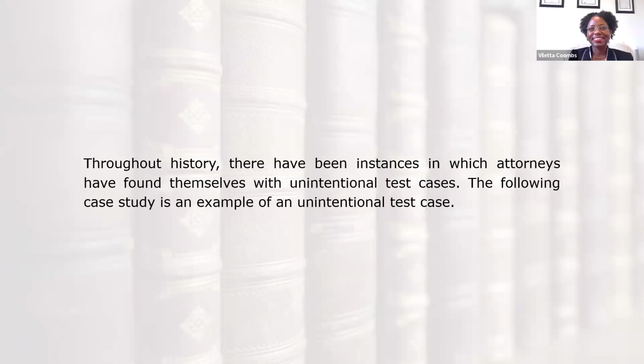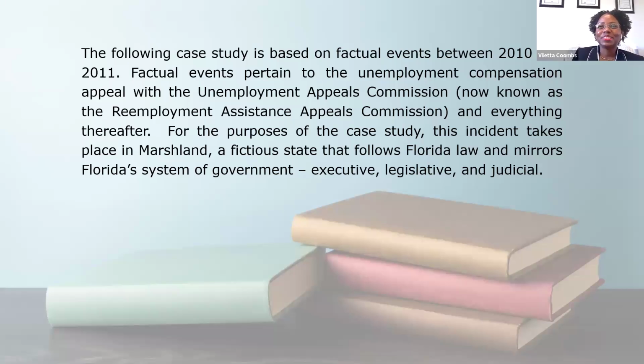Thank you so much, Judge Miller. The following case study is based on factual events between 2010 and 2011. Factual events pertain to the unemployment compensation appeal with the Unemployment Appeals Commission, which is now known as the Reemployment Assistance Appeals Commission, and everything thereafter. So the appellate process is our factual inspiration. Now, for the purposes of the case study, this incident takes place in Marshland, a fictitious state that follows Florida law and mirrors Florida's system of government: executive, legislative, and judicial.